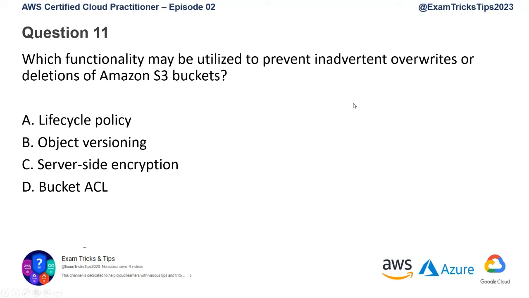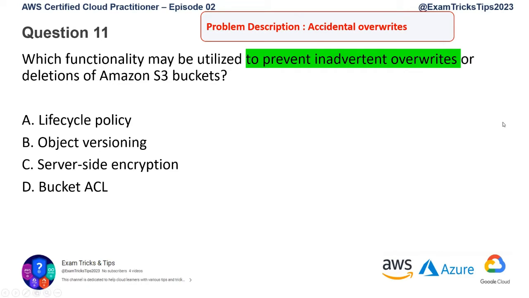In terms of requirement, I guess we have a scenario here: how do we avoid accidental deletion or overwrites of objects in S3 buckets. And we have 4 options: lifecycle policy, object versioning, server-side encryption, and bucket ACL. Option C, server-side encryption, has nothing to do with deletion. So that's the first option I would eliminate.